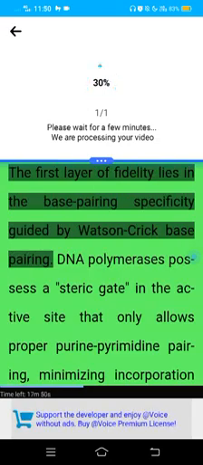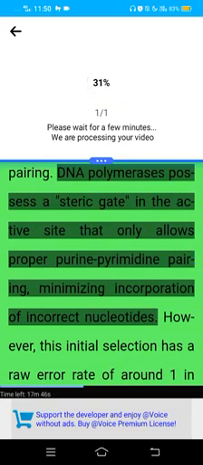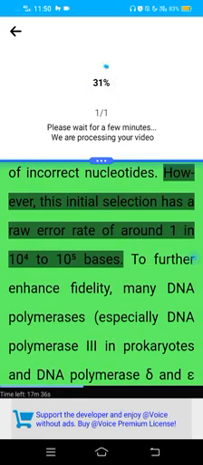The first layer of fidelity lies in the base pairing specificity guided by Watson-Crick base pairing. DNA polymerases possess a steric gate in the active site that only allows proper purine-pyrimidine pairing, minimizing incorporation of incorrect nucleotides. However, this initial selection has a raw error rate of around 1 in 10 to the power of 4 to 10 to the power of 5 bases.